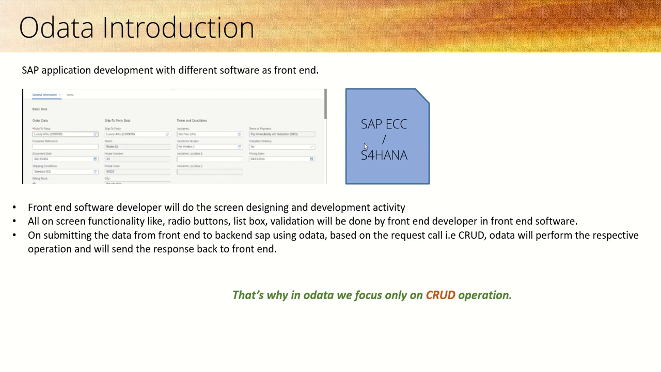So here on the ECC or S4HANA side, we develop the OData service, and that OData service we provide to the front-end developer, which they consume, and they pass the data by calling the respective method, like CRUD: creating, reading, updating, or deleting the data. So in this case, as both software are different and different developers are involved, they do their individual activity. That's why in case of OData, if you're working as a backend developer, we generally have to focus on the CRUD-Q operations instead of any other. So this is about the OData CRUD-Q operations.